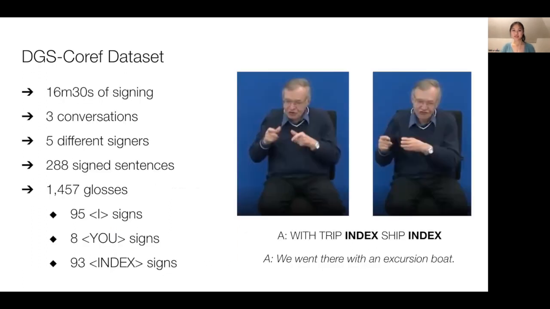We publicly released the DGS coref dataset, which is a subset of the public DGS corpus that has been enhanced with annotations for pronominal indexing coreference. DGS coref comprises 60 minutes and 30 seconds of signing and 288 signed sentences with 1,458 total glosses, including 196 different pointing signs. In this example, the glosses and translation are from the original public DGS corpus. Then DGS coref has the additional annotation that the two index signs are coreferent.